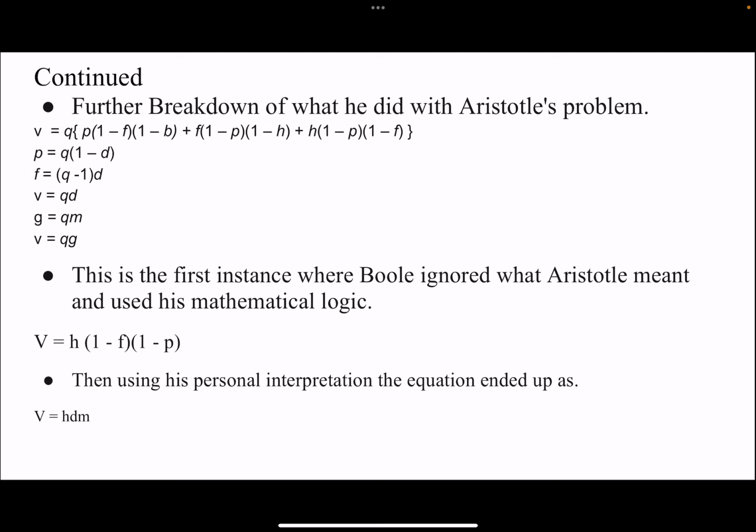This is the first instance where Boole ignored what Aristotle meant and used his mathematical logic, where V, virtue, equals H times 1 minus F times 1 minus P. And using his personal interpretation, the equation ended up as virtue equals HDM.